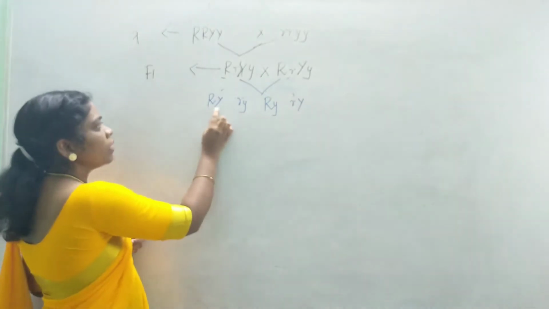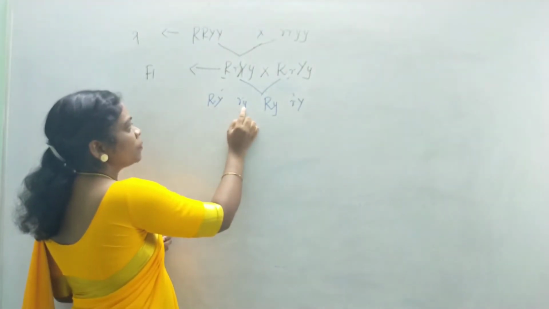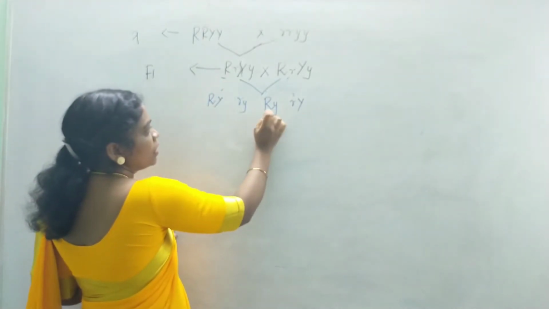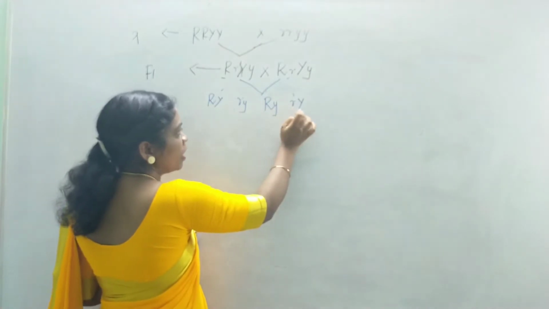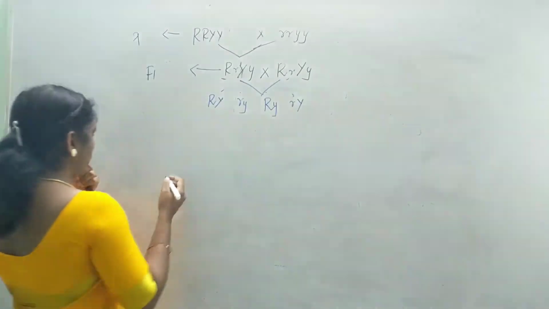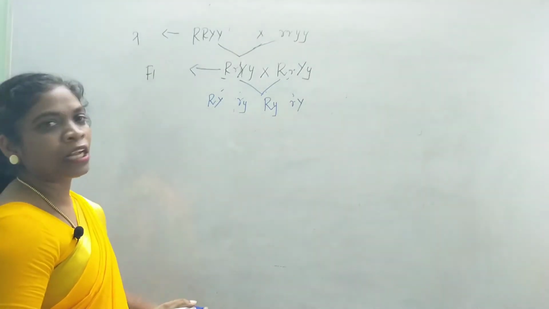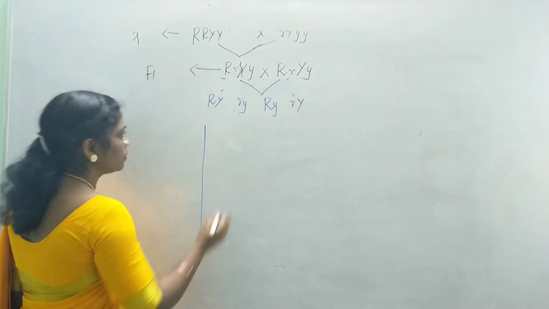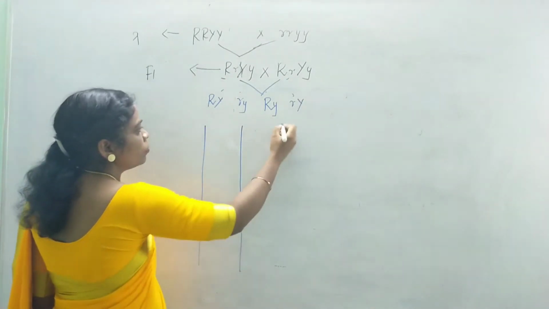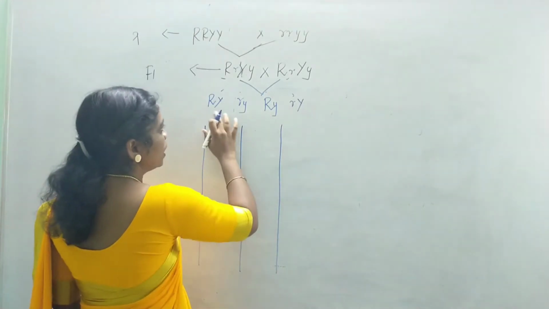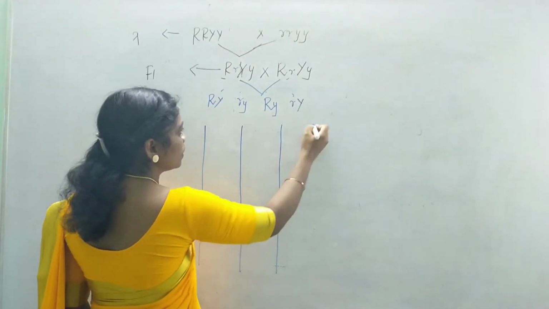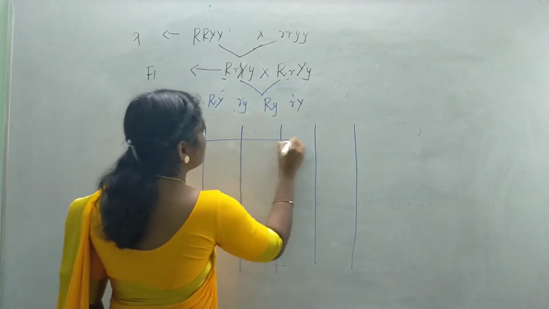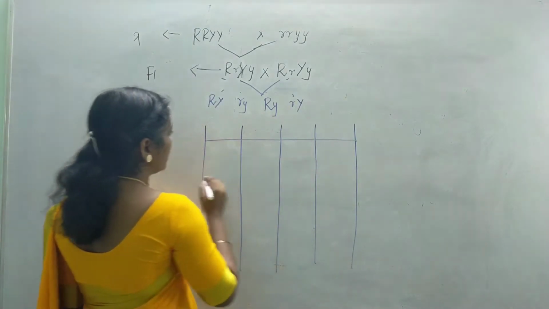Capital R with capital Y, followed by small r with small y. These are pure forms, that is round and yellow. And here it is capital R small y, small r capital Y. One more important thing: if you are not thorough with writing the gametes, I'll give you an easier way to write them. We are going to draw a Punnett square to find the ratio of the dihybrid cross. So it is four gametes, so I have to draw 1, 2, 3 and 4. Here we are going to write the four gametes.